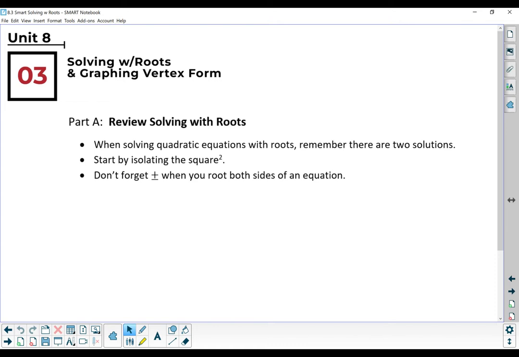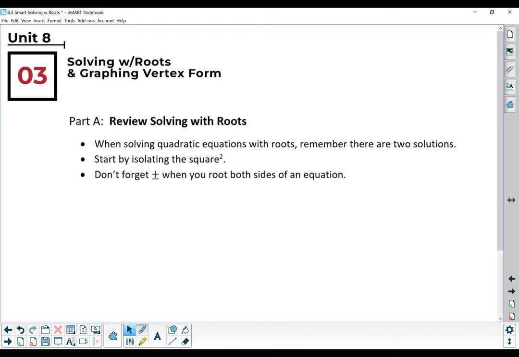During Part A, we will be reviewing solving with roots. So a couple tips here for solving with roots. When you're solving a quadratic equation with roots or by using a root method, remember that there are two solutions. Two solutions to these equations. You're going to start by isolating whatever is squared. And then when you root both sides of an equation, don't forget to use your plus or minus symbol to help you get those two solutions that I talked about.